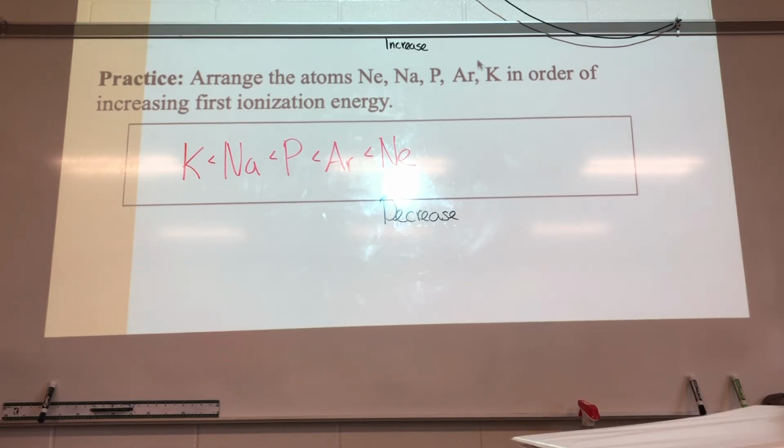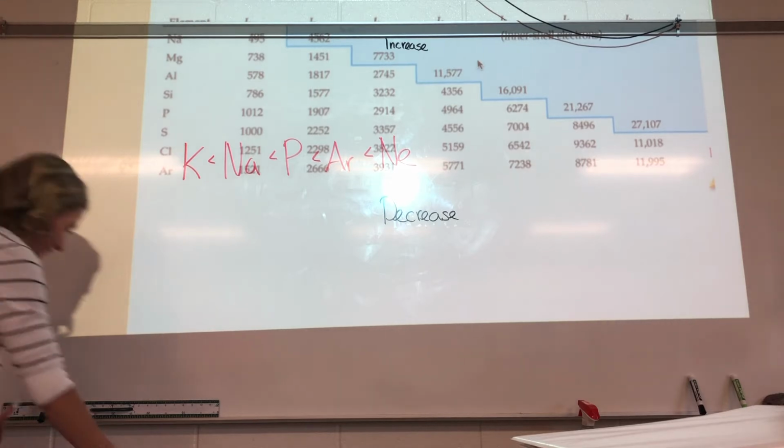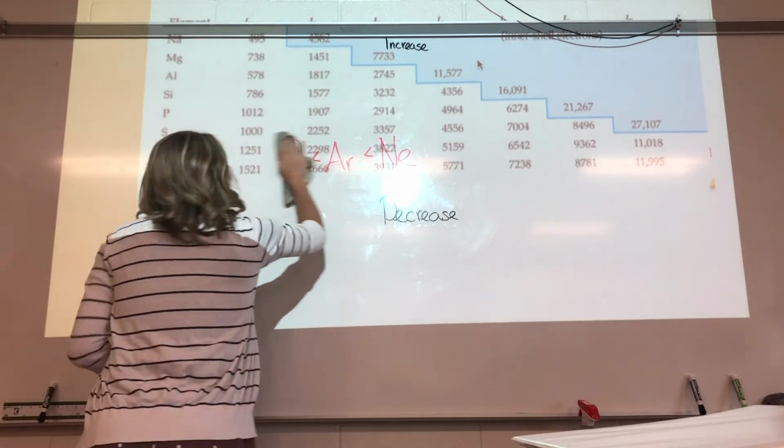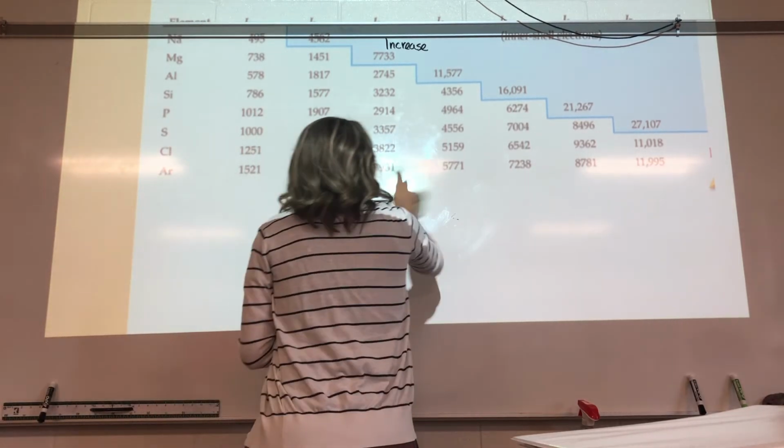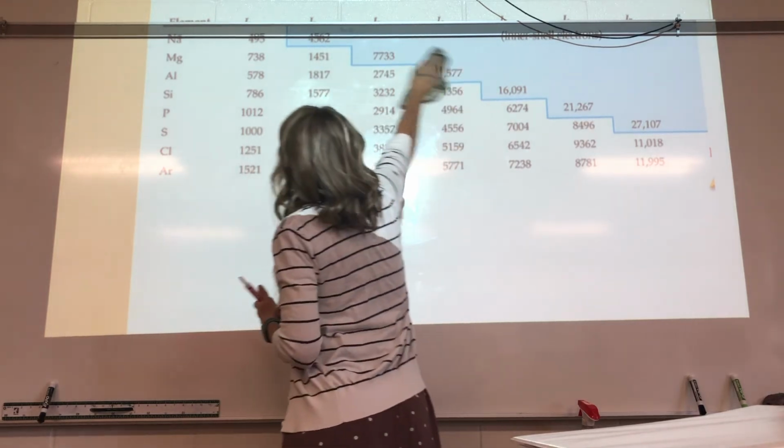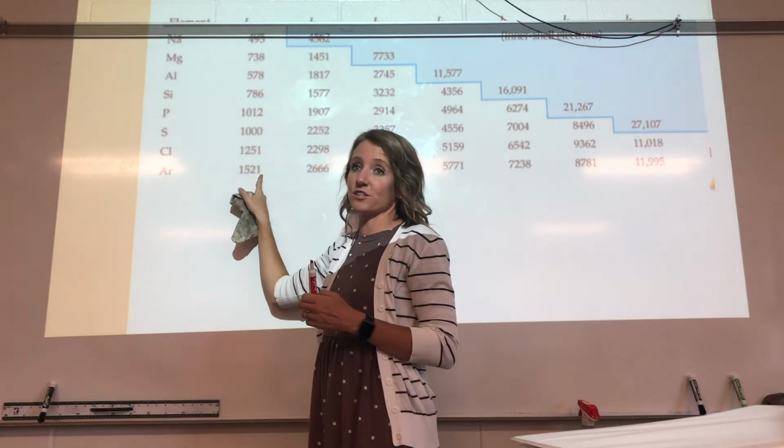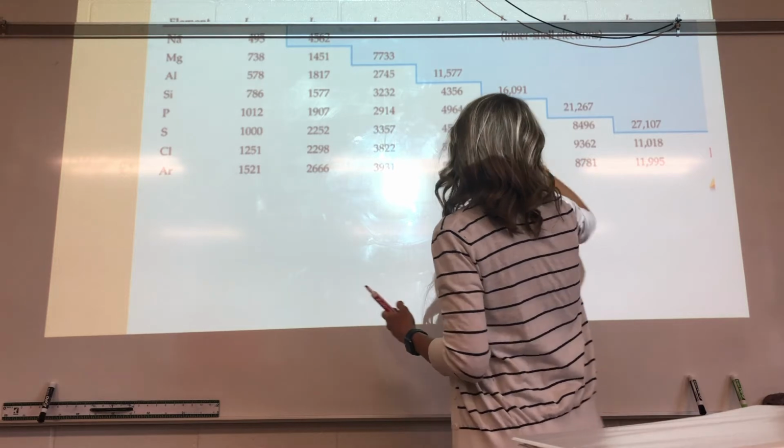Okay, so we're going to take a look at this little diagram here. So it's 1s1. This shows you the ionization energy. So this is the first ionization energy. Second, third, fourth, fifth, sixth.